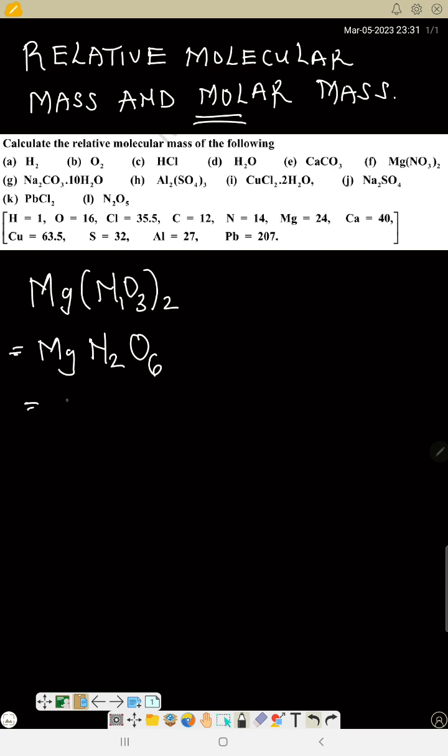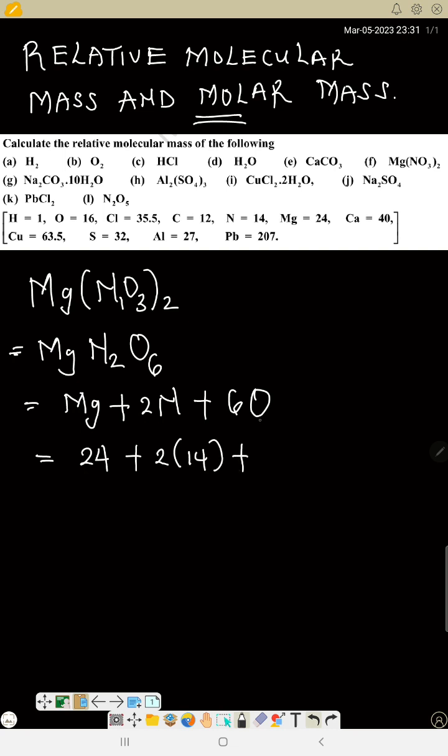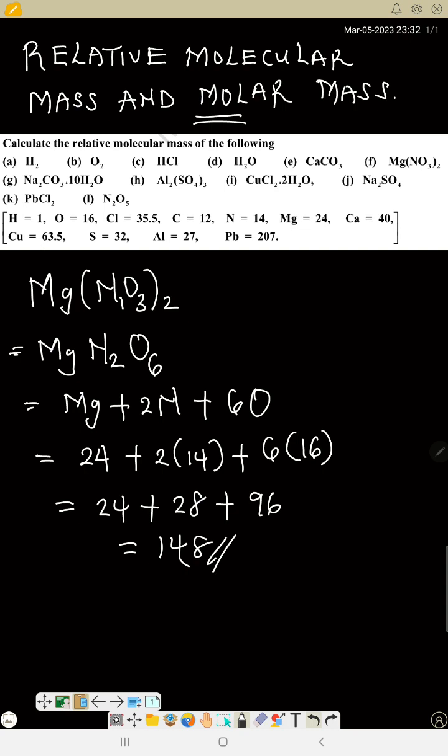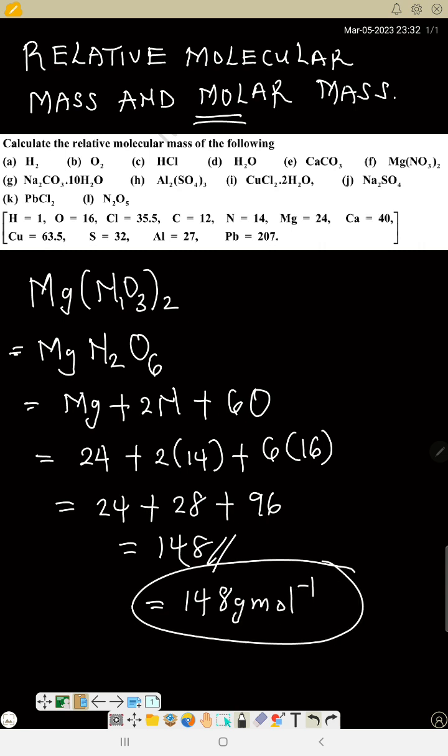So now this is Mg, that is magnesium, plus 2 nitrogen plus 6 oxygen. So magnesium is 24 plus 2 brackets, nitrogen is 14, plus 6 brackets, 16 oxygen. So this is 24 plus 28 plus 96. So that is 148. That is the relative molecular mass. But if I say 148 gram per mole, this is now molar mass.